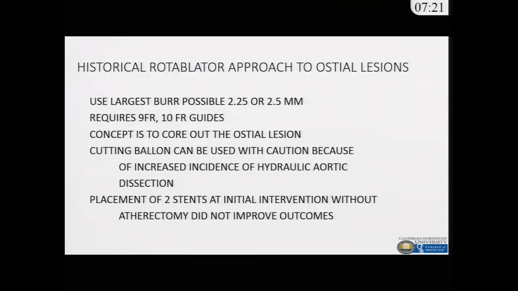For ostial lesions, historically, we were taught for ROTABLATOR to use the largest burr possible. So it was sometimes a 2.25 or 2.5 millimeter burr, but this required that we use 9 to 10 French guides. The concept was to core out the ostial lesion, which was really a reflection of disease in the aortic wall. People like to use cutting balloons, as I've showed you, but because of that small cut, if you inject into that cut inadvertently, you can cause a hydraulic dissection of the aortic wall.